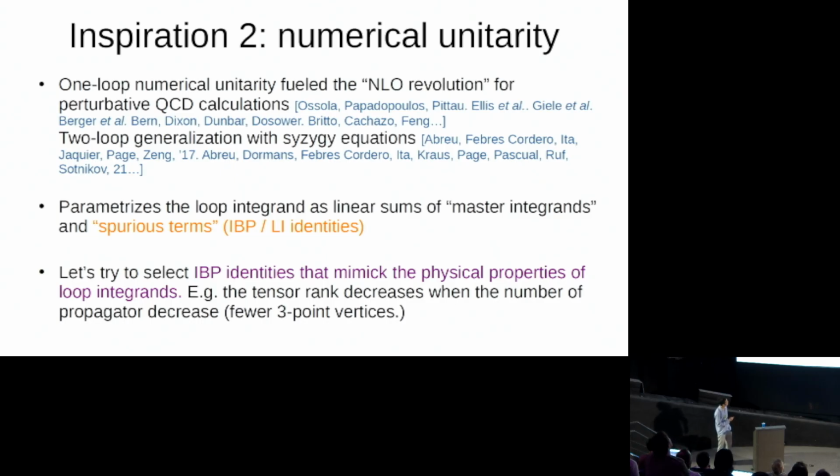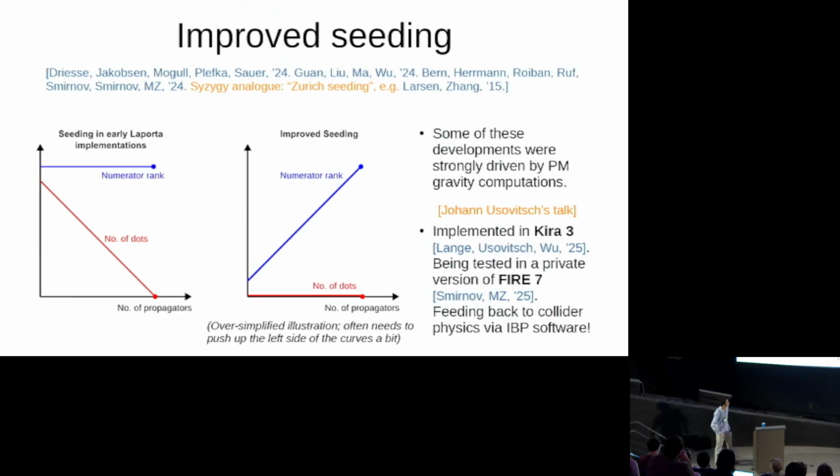One of the key observations is that you can use master integrands as well as IBP identities to parameterize the loop integrand. For that to happen, you want your IBP identities to mimic the physical properties of your loop integrand. For example, with a tensor rank that decreases as the number of propagators decreases, as you get fewer 3-point vertices, which can contribute a higher number of momentum powers. So with these considerations put together, we get this improved seeding.